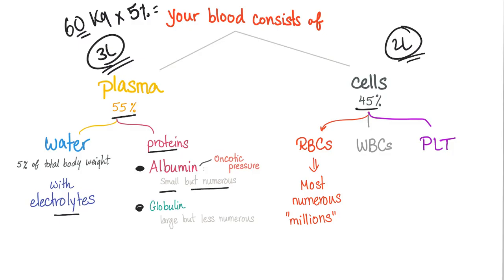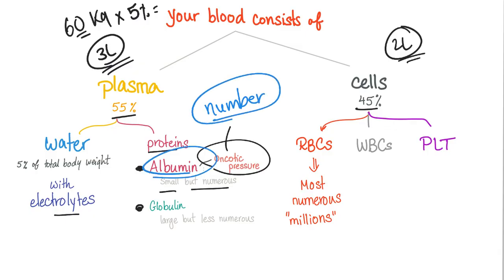Water has electrolytes, and proteins are albumin and globulin. Albumin, small but numerous, and it's responsible for the oncotic pressure, because in osmosis we care about the number of particles, not the mass or the size. We care about numbers. Albumin is most numerous. It exerts the most osmosis. Globulin, it's large but less numerous, and we have types of globulin. We have alpha globulin, beta globulin, gamma globulin, which are your immunoglobulins, and the beta globulins are your clotting factors.